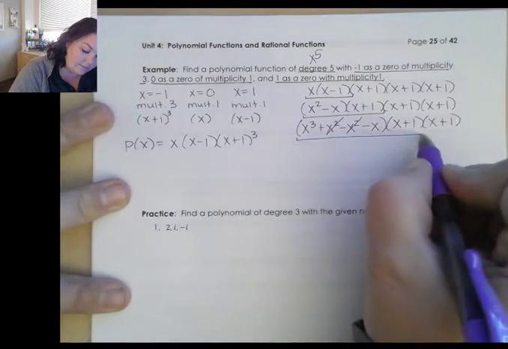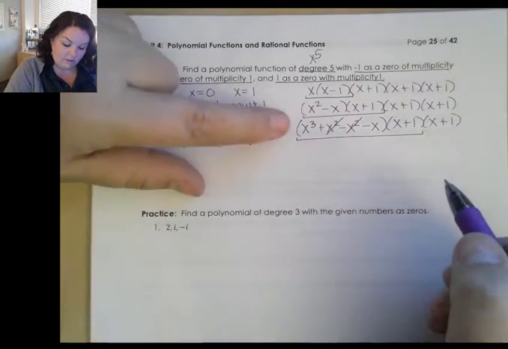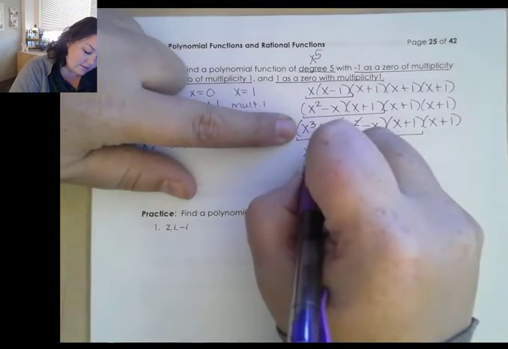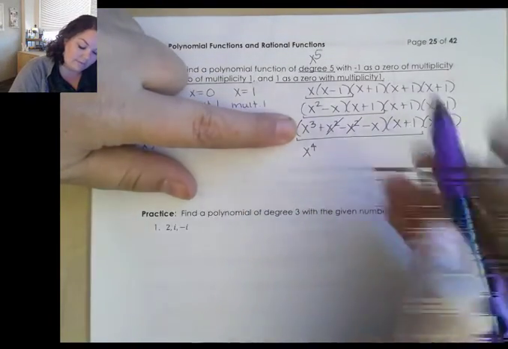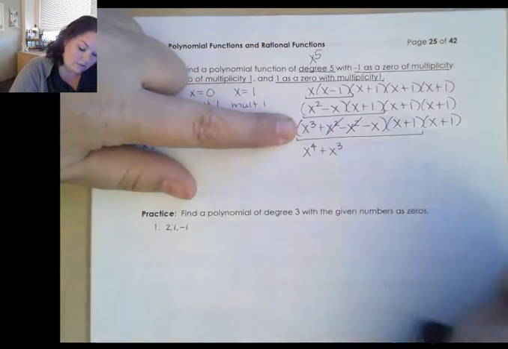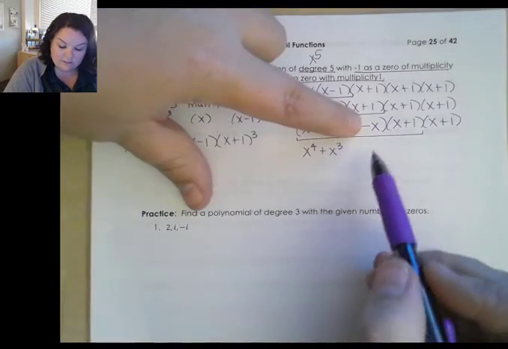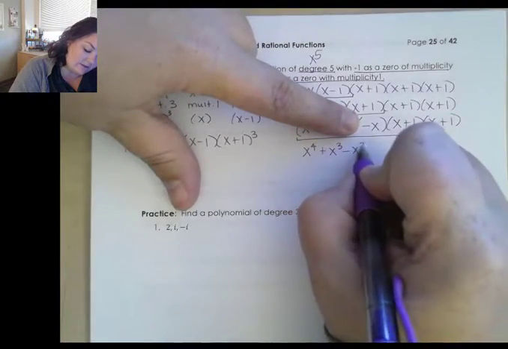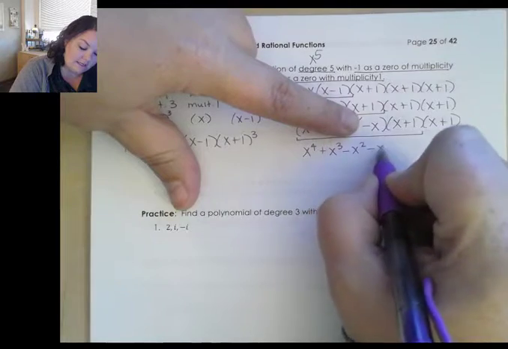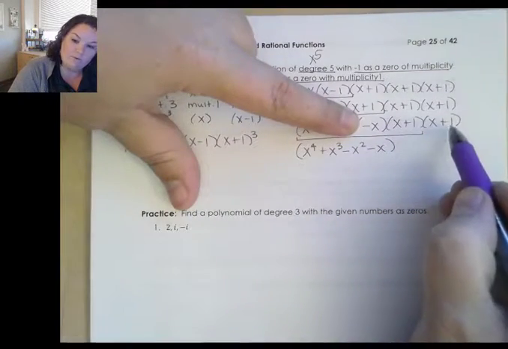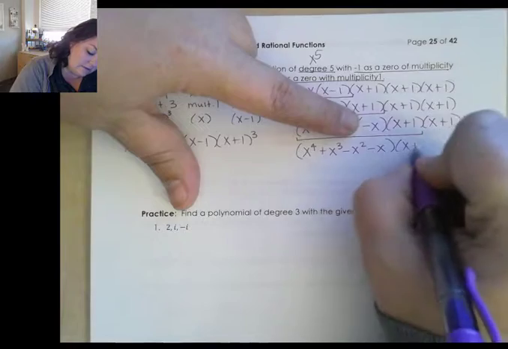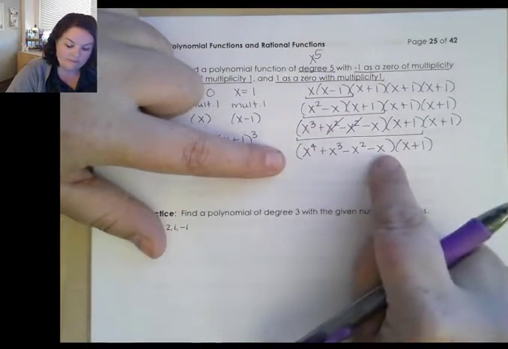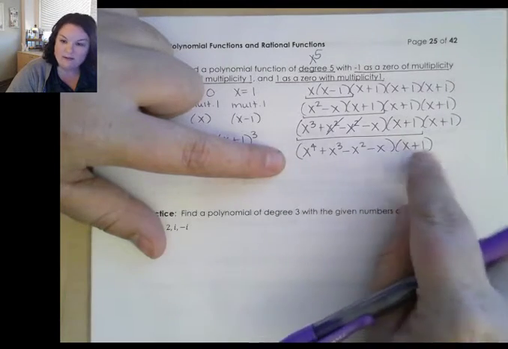Okay, so I'm going to go ahead and multiply these two together now. So when I distribute, my x cubed times x is x to the 4th. X cubed times 1 is x cubed. Now these two canceled out, so I'm just going to distribute my negative x. Negative x times x is negative x squared, and negative x times 1 is negative x. And then I have one more factor here on the end to multiply it by. So I need to multiply all of these by x and then all of these by 1.